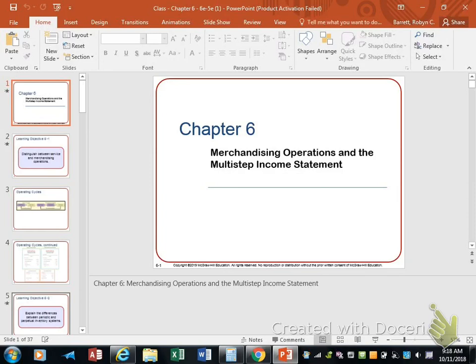What if we had to pay shipping? What would the journal entry look like to pay $200 in shipping? Inventory debit and cash. All right. And that would have actually increased the cost of inventory by $200.